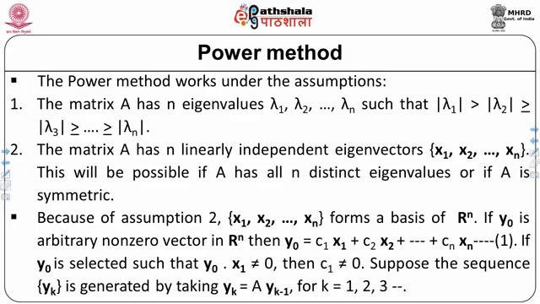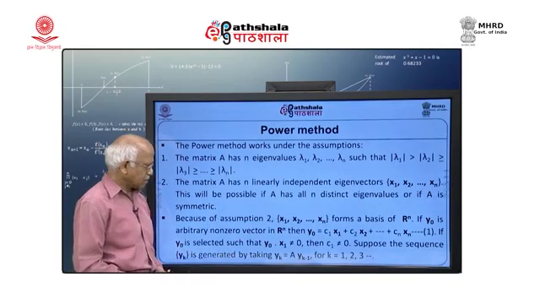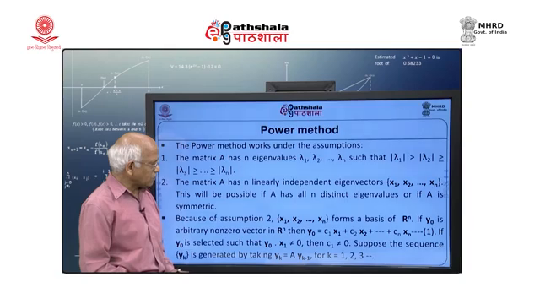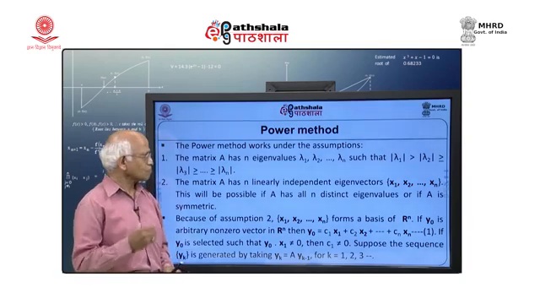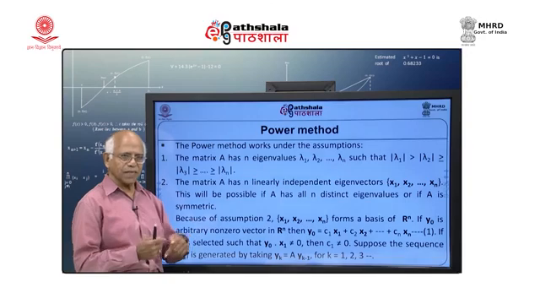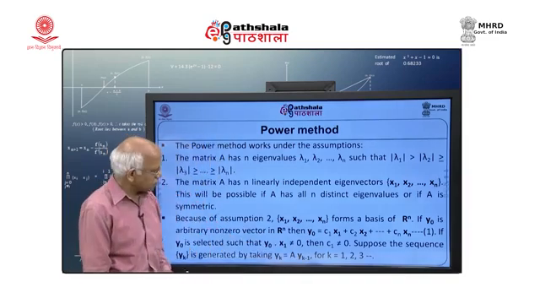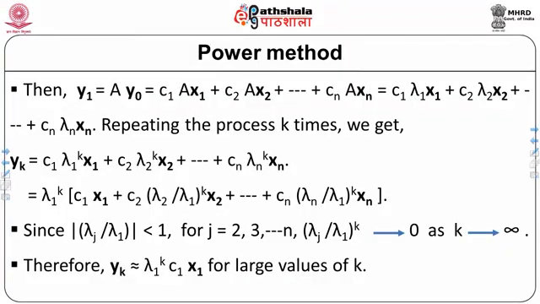And suppose the sequence y k bar is generated by taking y k bar equal to A of y k minus 1 bar. That means you start with any arbitrary y 0 bar, take the next vector y 1 bar as A y 0 bar, then y 2 bar as A y 1 bar, and so on. You go on generating a sequence of vectors y k bar using this matrix product. So y 1 bar will be equal to A y 0 bar, which is C 1 a 1 x 1 bar plus C 2 a 2 x 2 bar plus ... plus C n a n x n bar.